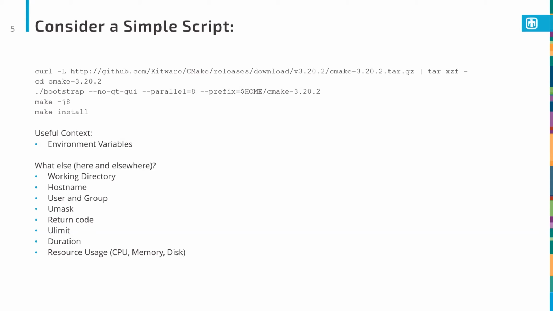What's the user group that the command is running as? What's the umask governing the default permissions that commands will generate files with? What's the return code of each of the commands in a script? What's the ulimit constraining the script? What is maybe the duration of each of the commands running? Or what's the resource usage on the system while the commands are running themselves?